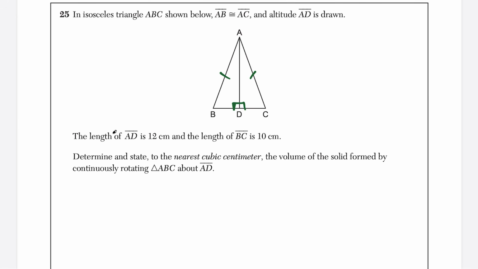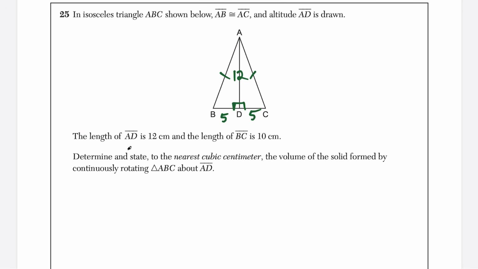And then next we have the length of AD is 12 centimeters. So I'll just label this over here as 12. And we have the length of BC is 10 centimeters. And that means we can mark this 5 and 5 like this, because we were told that we have an isosceles triangle and the altitude is being dropped down to the base like this. So that's going to bisect line segment BC.